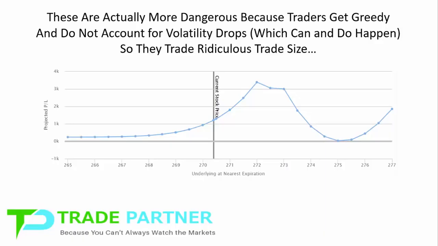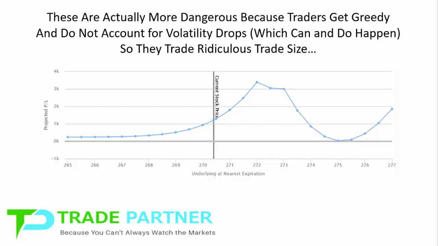And this is a 30 lot. And sometimes they'll do this with a $5,000 account. So this is a 30 lot. And the profit projection is above 3 grand at its max. And again, there's no risk, right? So it doesn't matter how big you scale, it's never going to show a potential risk based on the current projections.